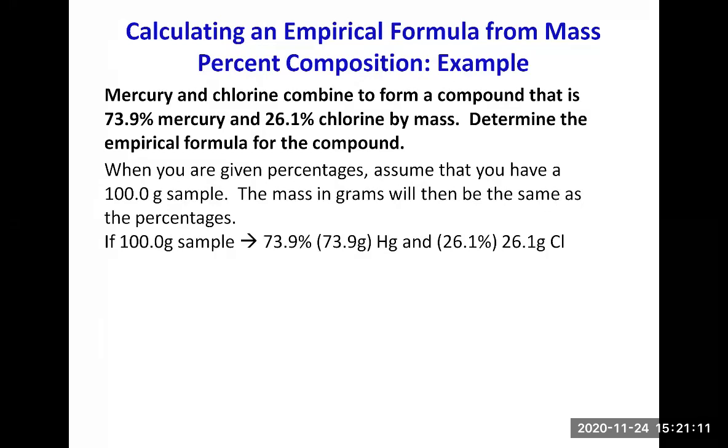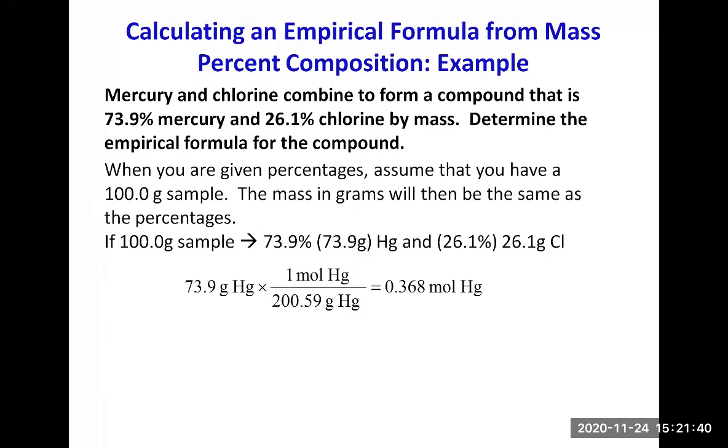So then we have masses now that we can change into moles. And for this, you will use the molar mass of each element. So let's start with mercury. 73.9 grams of mercury. You multiply by 1 mole of mercury over 200.59 grams of mercury. You have the grams on the bottom of the conversion factor because you want to cancel grams of mercury.